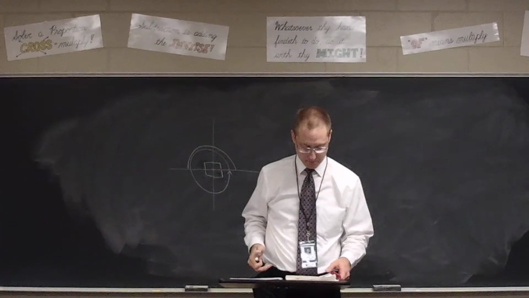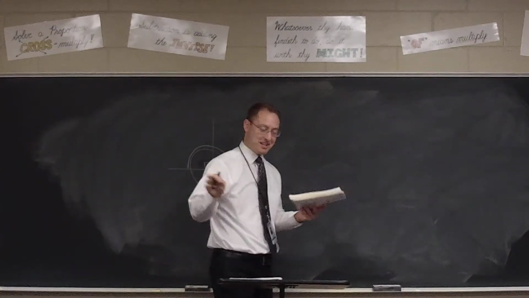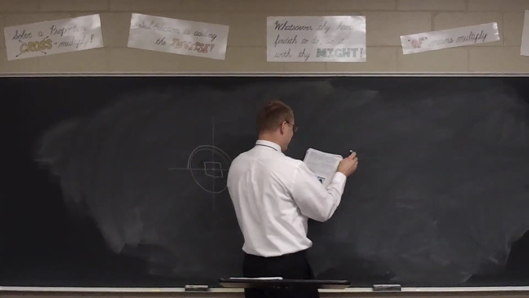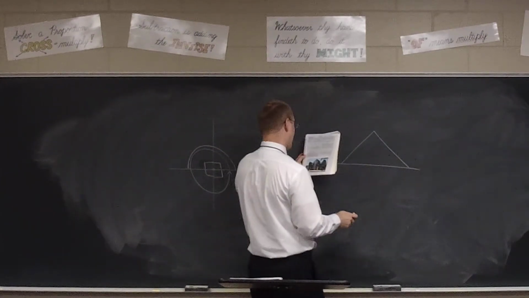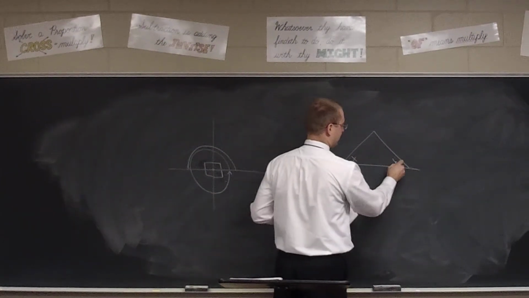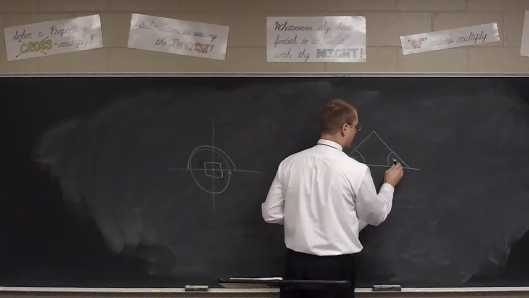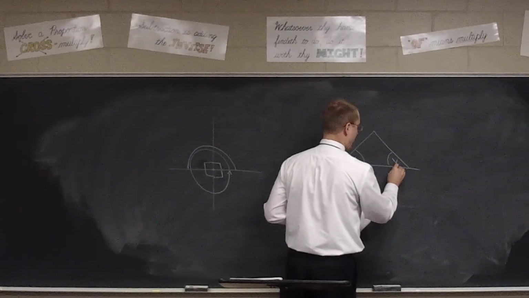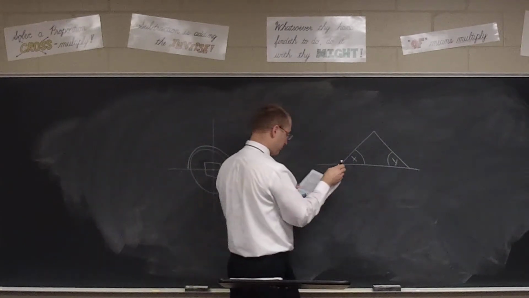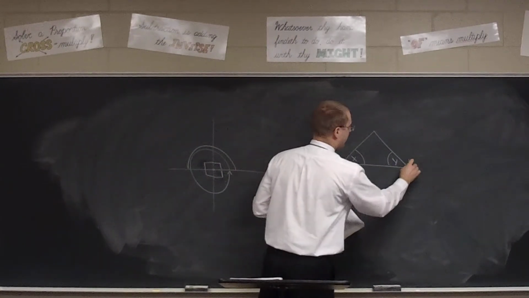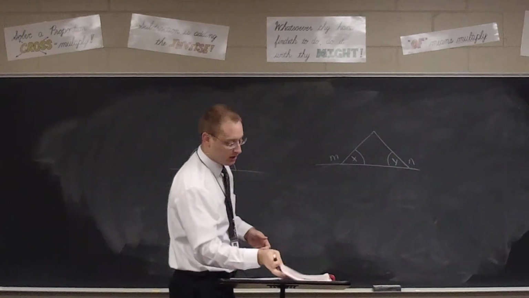Number 4, let's move on. In the drawing, angle X equals angle Y. Okay, so we're told these angles are equal to each other. Whether or not they look like it, they're equal. If that is true, that they are equal, prove that angle M and angle N are equal.